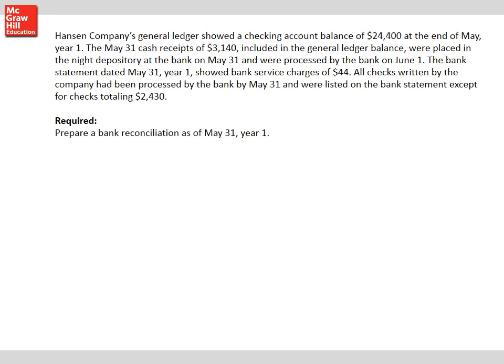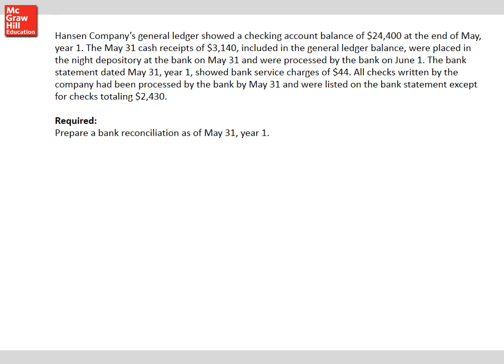Exercise 729. Hanson's Company's general ledger showed a checking account balance of $24,400 at the end of May. The May 31st cash receipts of $31,400 included in the general ledger account were placed in the night deposit box and were processed by the bank on June 1. The bank statement dated May 31st showed there were bank service charges of $44, and all the checks written by the company had been processed by the bank by May 31st and were listed on the bank statement except for checks totaling $24.30. So this is a real simple, straightforward bank reconciliation.